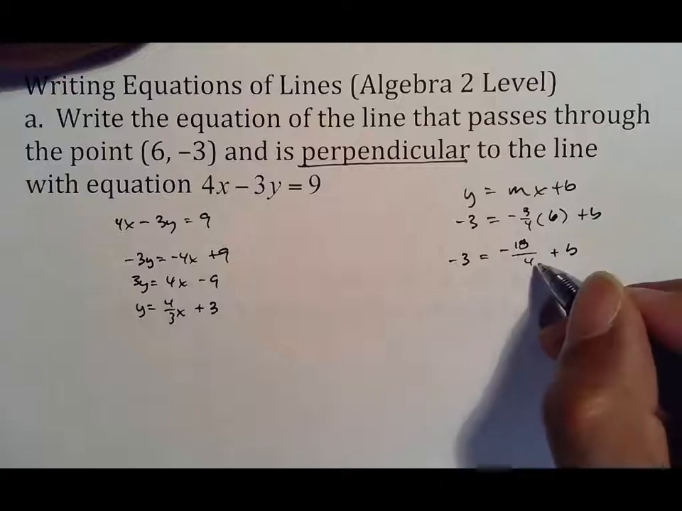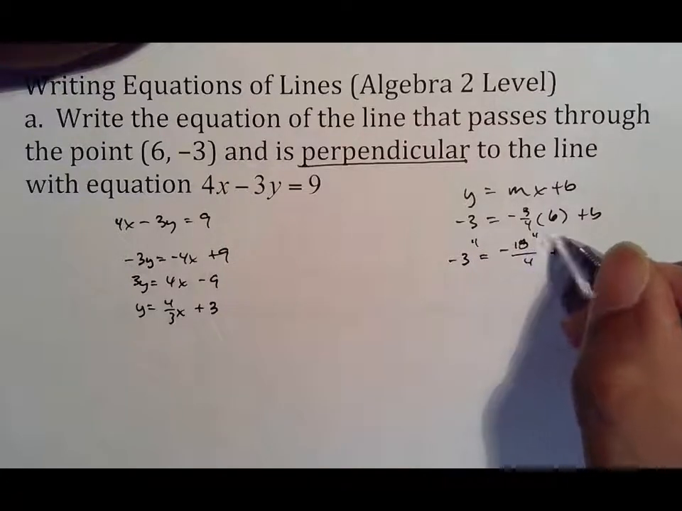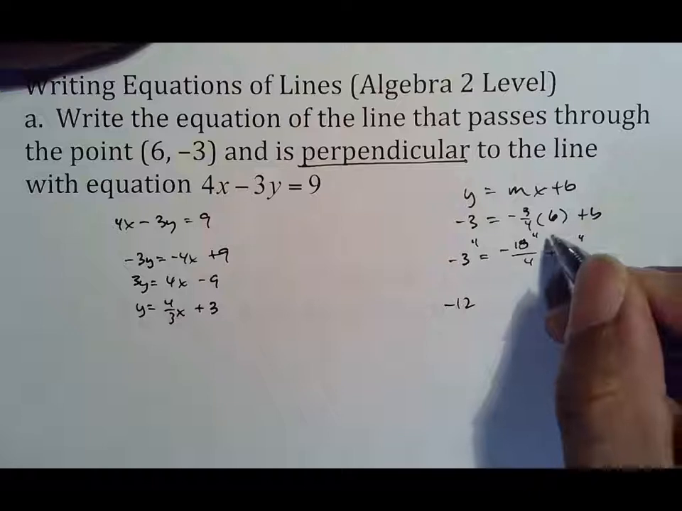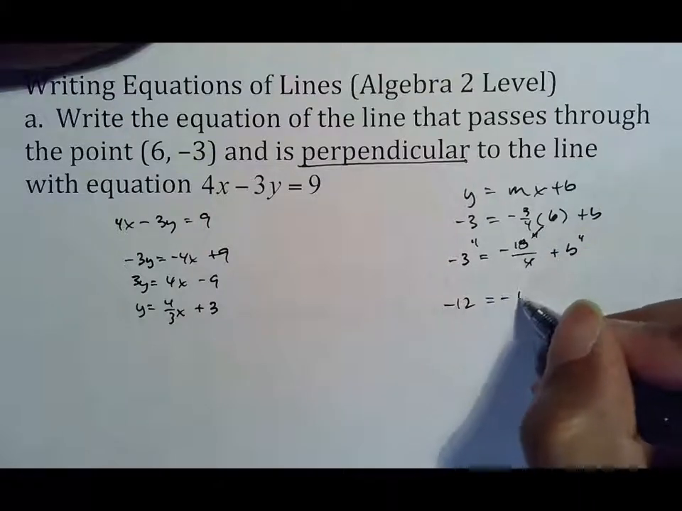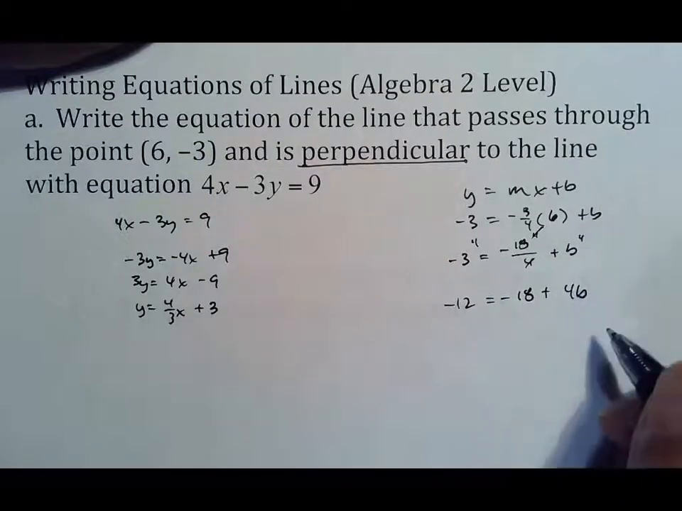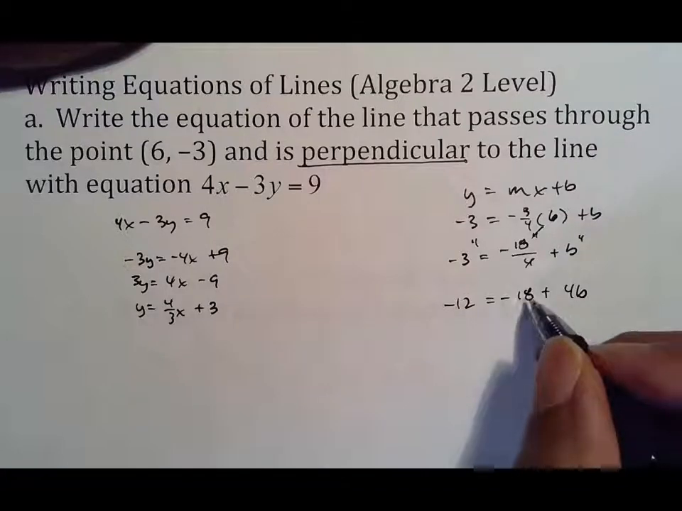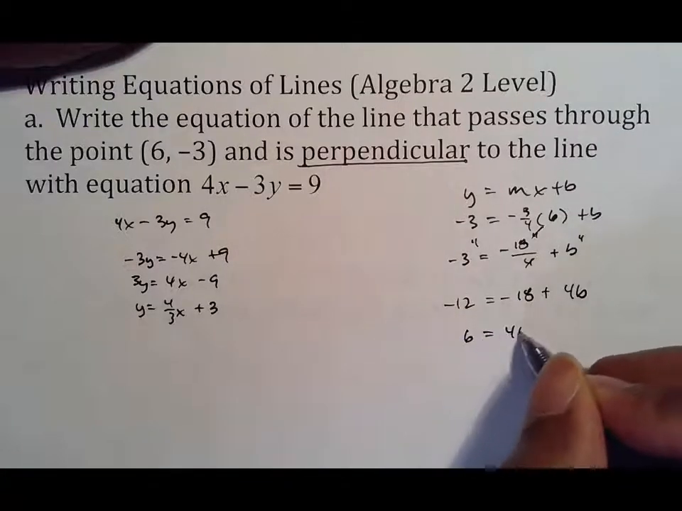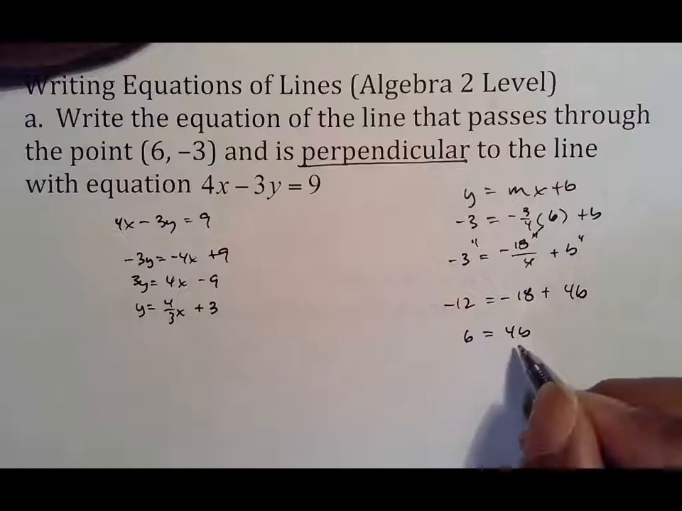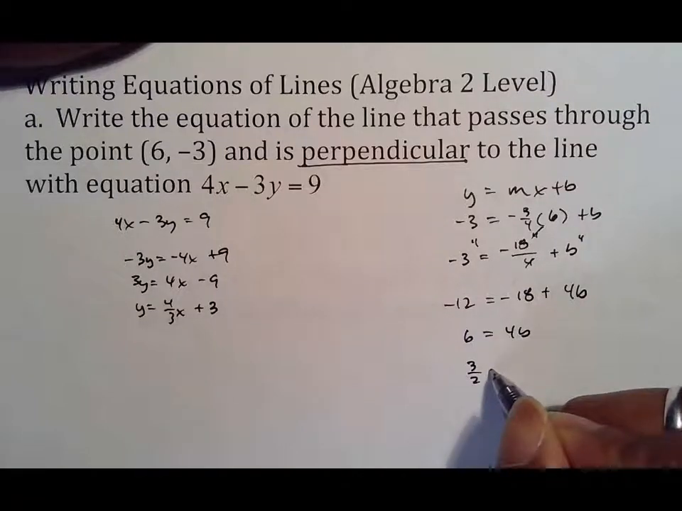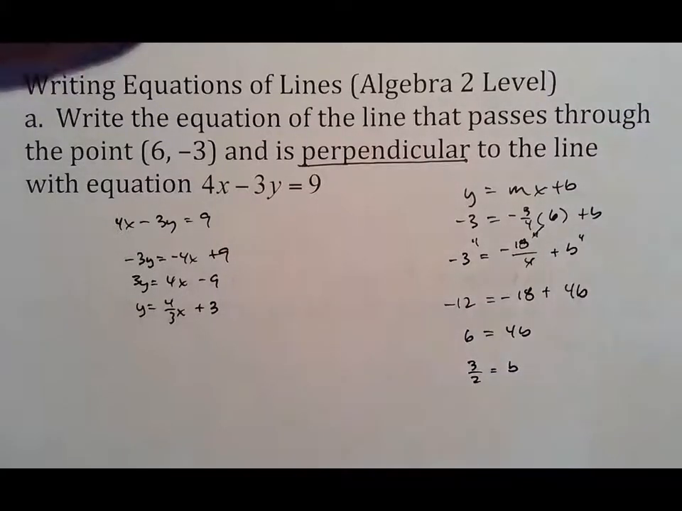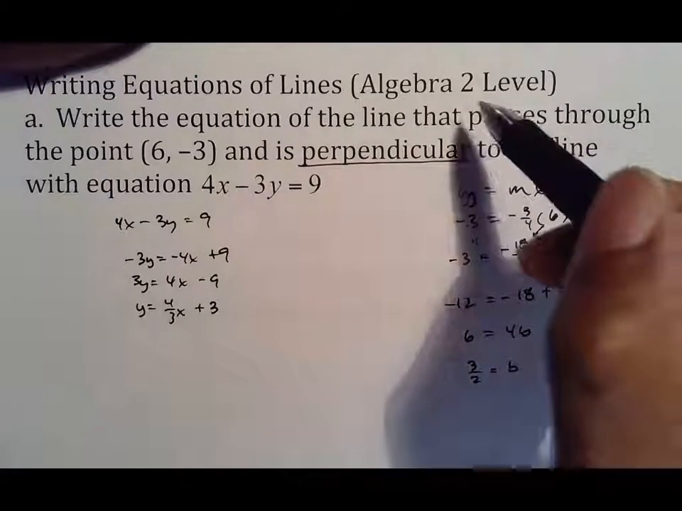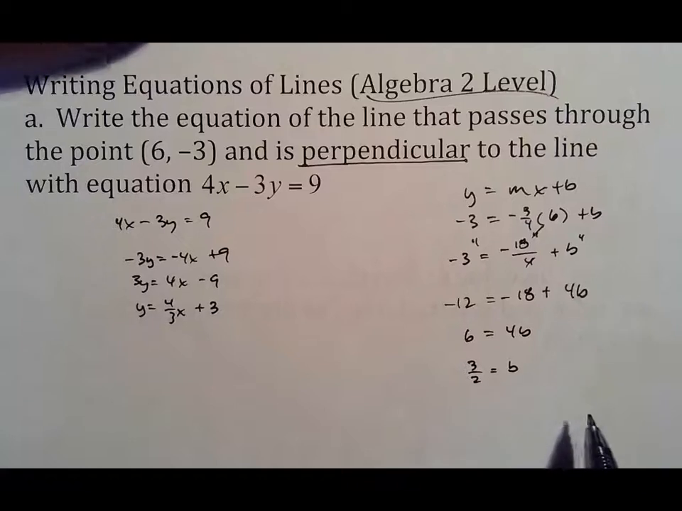I am now going to get rid of the fraction by multiplying everything by 4, which makes this negative 12. Remember, these two 4's cancel, making negative 18 plus 4b. I then add 18, getting 6 equals 4b, and then divide by 4 and reduce, getting 3 over 2 equals b. Feel free to do the work on algebra to fill in those blanks, but again, I am working at an Algebra 2 level, and we did do solving last chapter, so you should know how to do this stuff if you're here right now. That's the key thing.